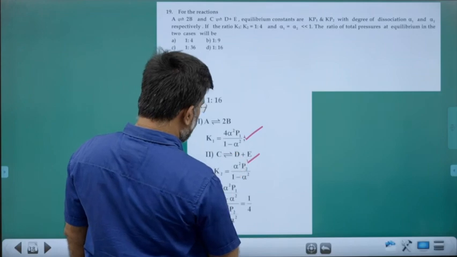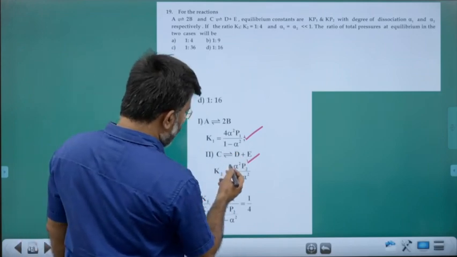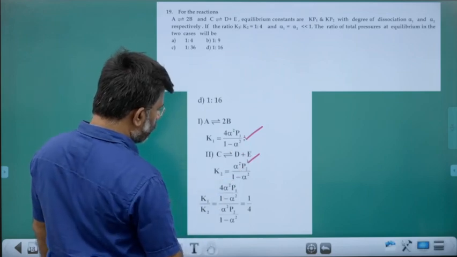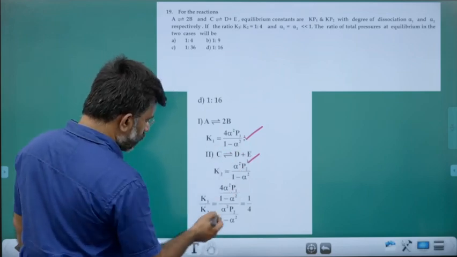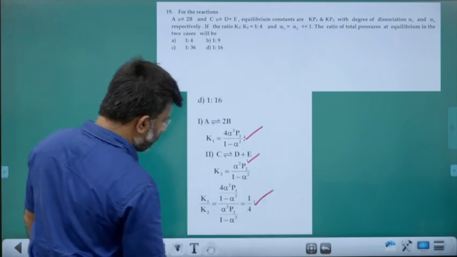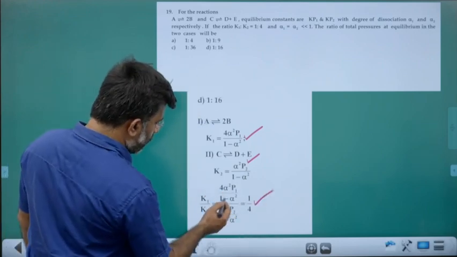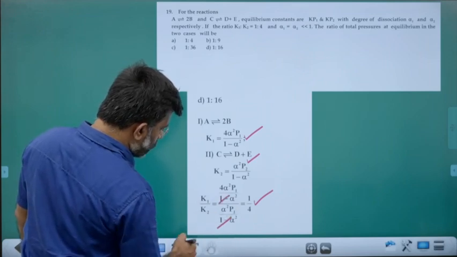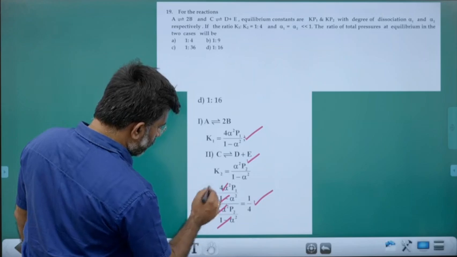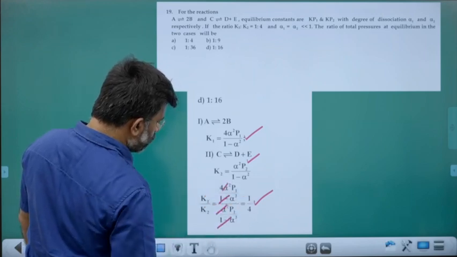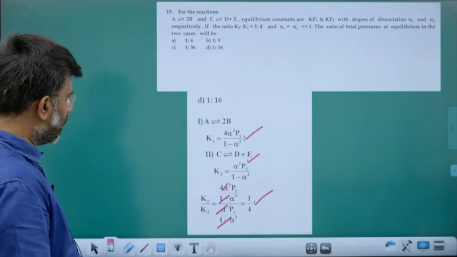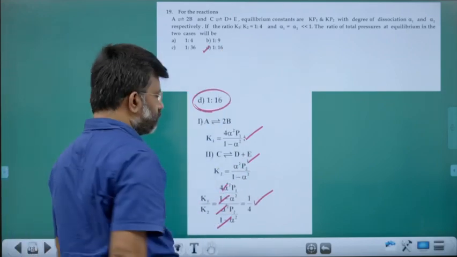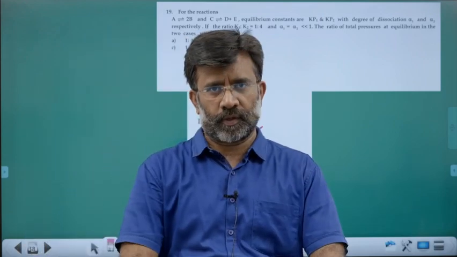C giving D plus E, K2 is equal to alpha square P2 by 1 minus alpha square. So here P1, here P2. In both cases, alpha, alpha same. So K1 by K2, which is given 1 by 4, is equal to 4 alpha square P1 by 1 minus alpha square divided by alpha square P2 by 1 minus alpha square. This one cancels. This one cancels. You get 4 P1 by P2 is equal to 1 by 4. So P1 by P2 is equal to, sorry, 1 by 16. Option D. Okay, no?